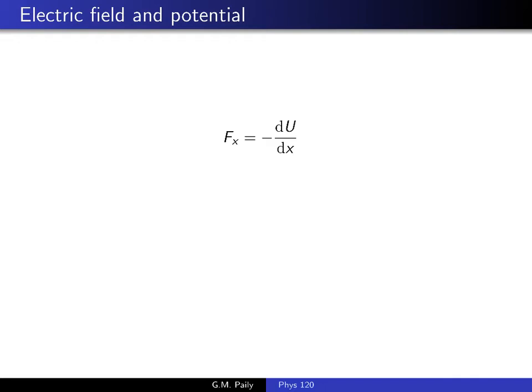Let us now look for the relationship between potential and electric field. We first start with a relationship that we learned from our earlier mechanics course. If we have a potential energy, we can find an associated conservative force. They are related by the negative derivative of the potential energy.